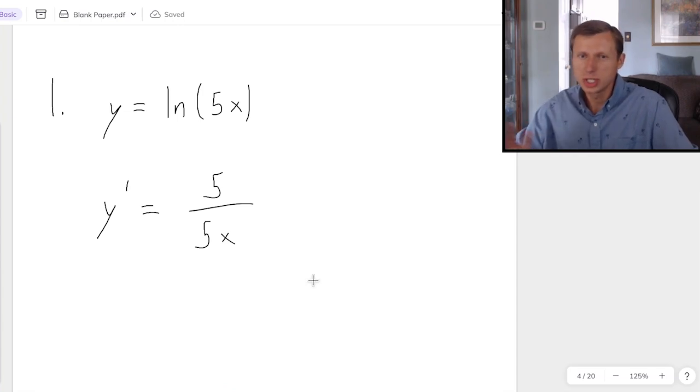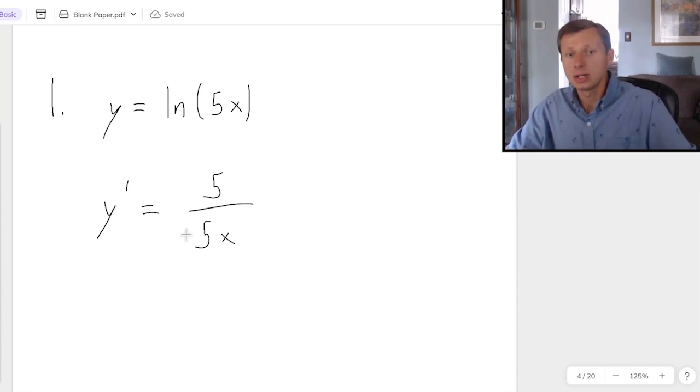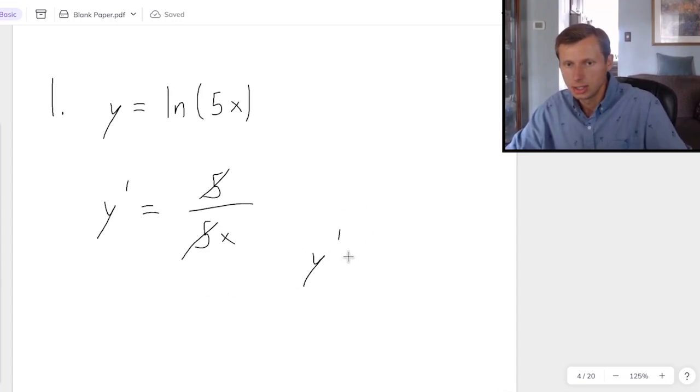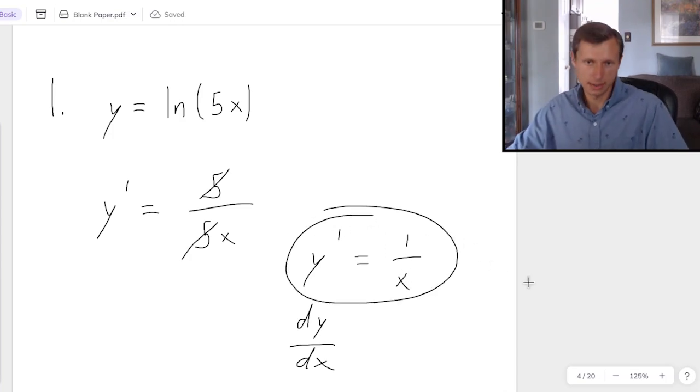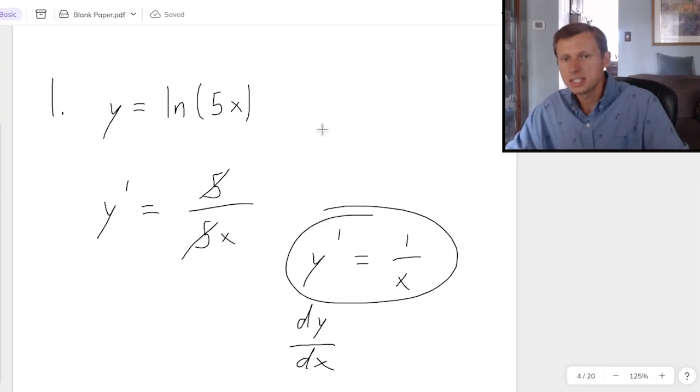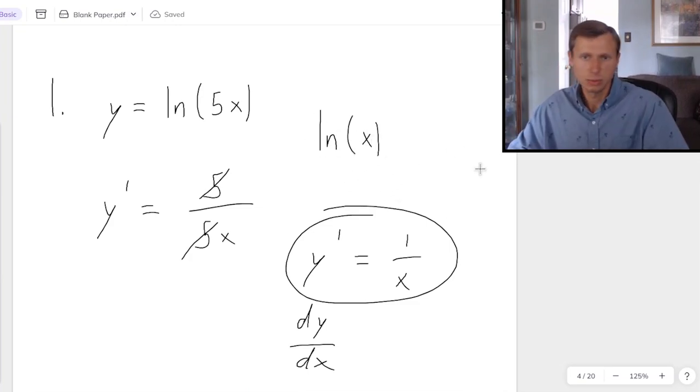And normally this would just be the final answer. However, since the 5's do cancel here, all you're left with, final answer, is y prime, or dy/dx if you like to write dy/dx, that's okay too. But the derivative is just going to be 1 over x. And there's our answer. So in other words, it looks like the derivative of the natural log of 5x has the exact same derivative as natural log of just plain old x, which is interesting.